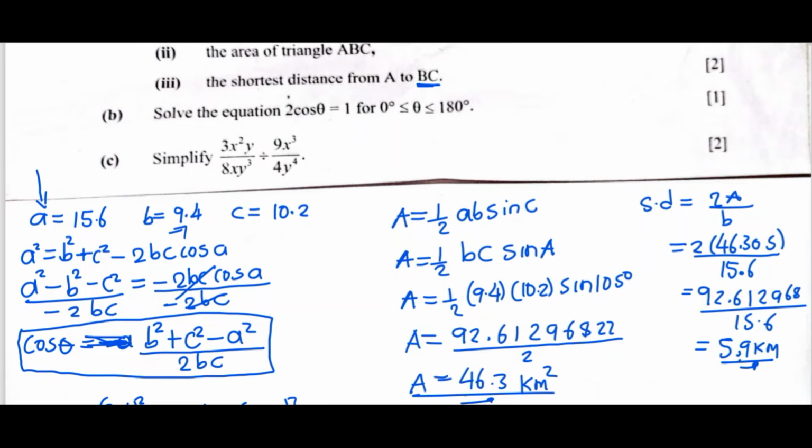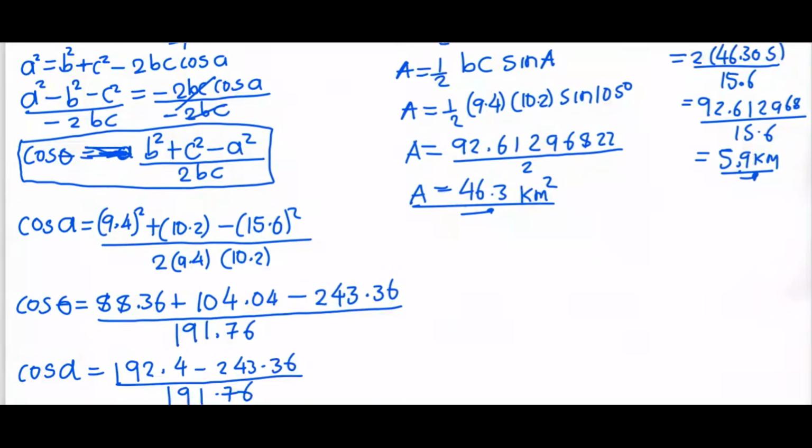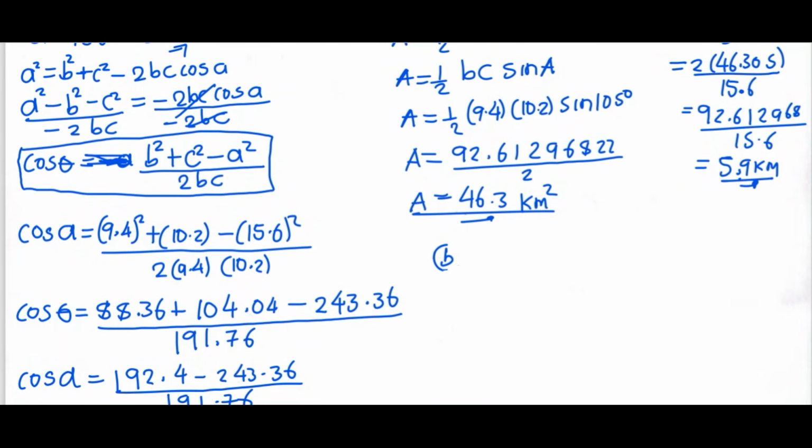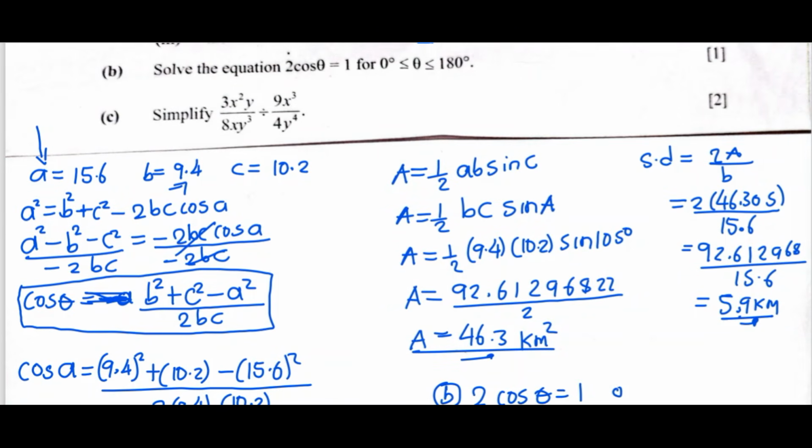Now we move on to question B. Solve the equation 2 cos theta is equal to 1. So this is question number B. 2 cos theta is equal to 1, where theta is from 0 degrees up to 180.